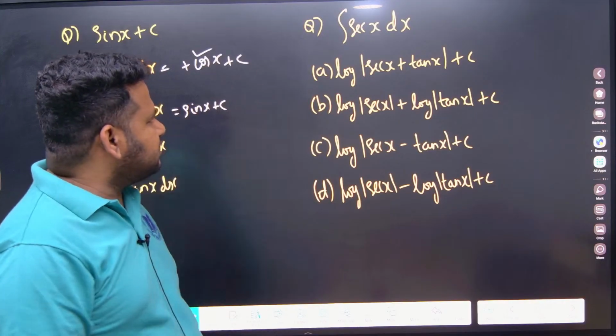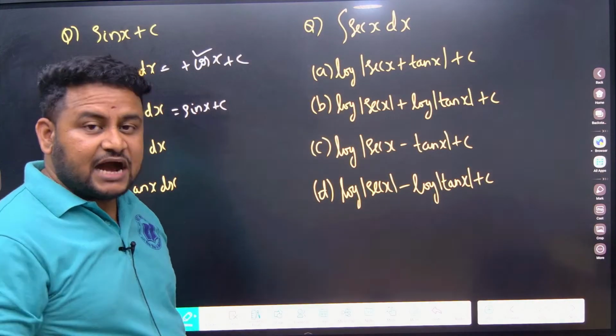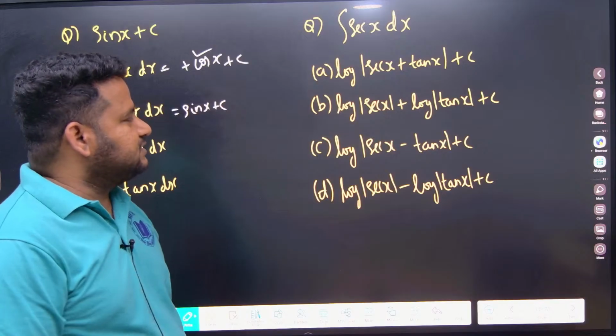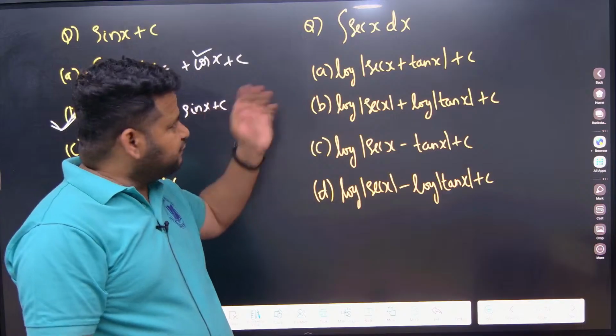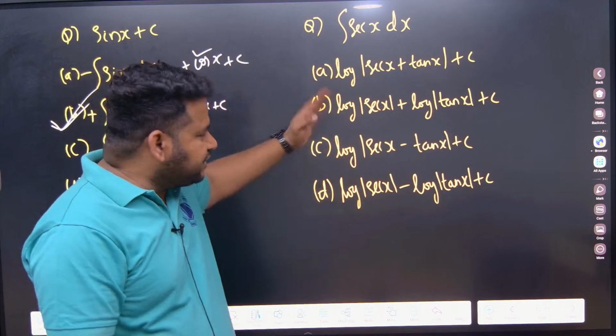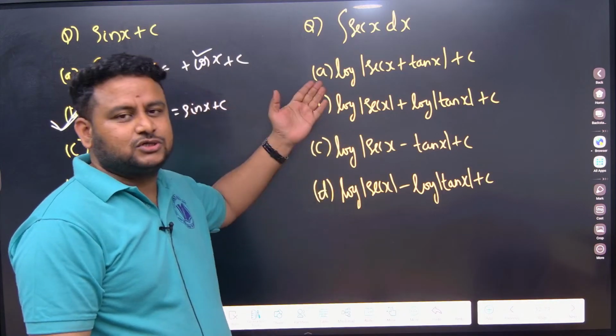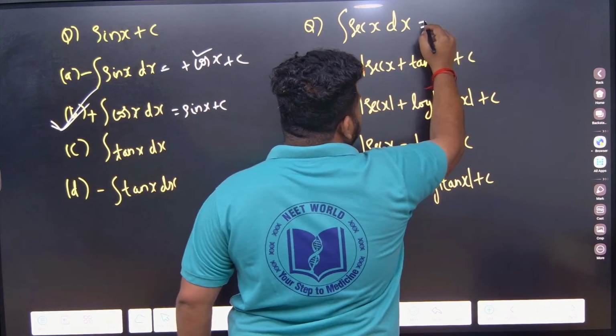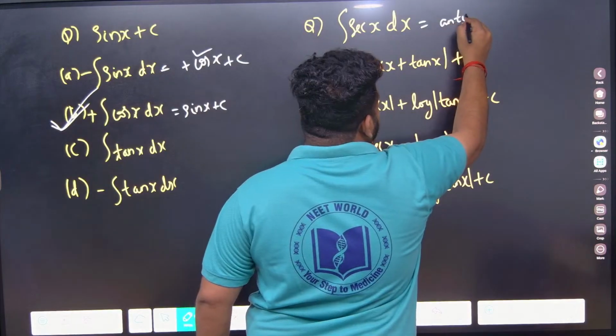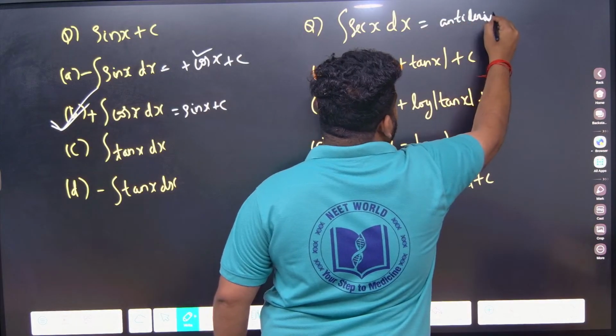Next, look at this question. Integrate secant x dx. I have not given the integral for secant x dx. So what do we have to do for this? If they ask the integral of something and they have given the options, you can go by the options also. If you integrate, what you get is nothing but the antiderivative.